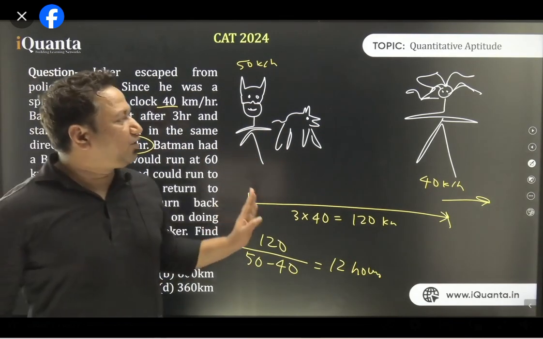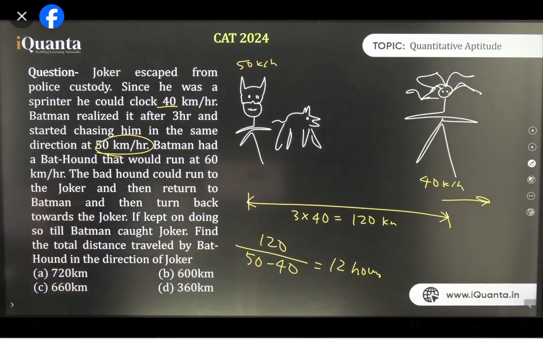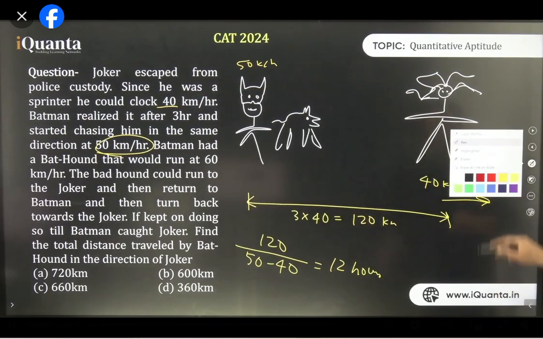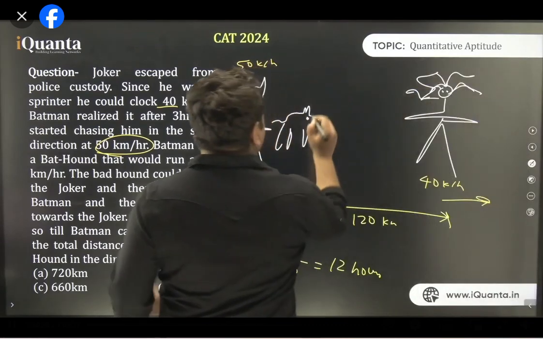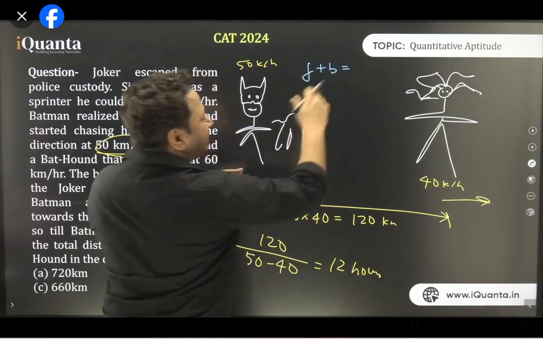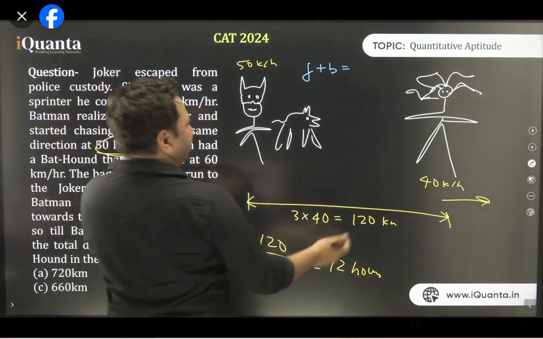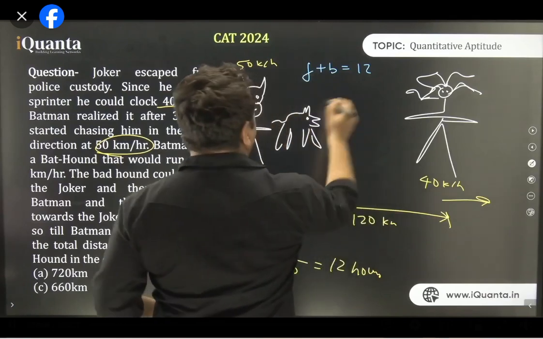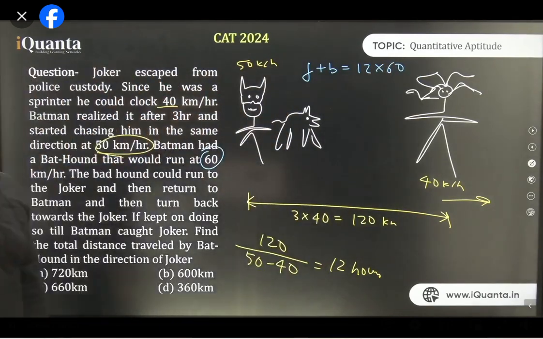Right now, I'm ignoring Bat Dog, we'll come to it later. So 12 hours. So there's one thing for sure, that Bat Dog would also have run for 12 hours, can I say that? Bat Dog would also have run for 12 hours. So, for Bat Dog, all the forward distances plus all the backward distances would be his total running distance, which is equal to 12 into his speed, which is 60. So 12 into 60 will be the total distance traveled by Bat Dog.